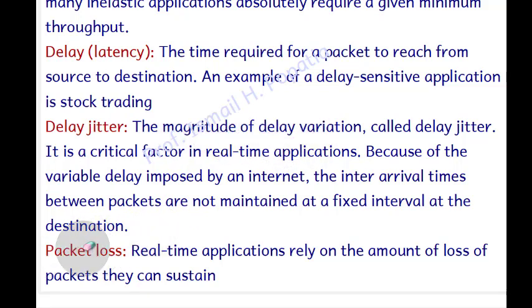Then packet loss. What does packet loss mean? There may be some congestion in the network and packets have been dropped. If 4 packets were sent but only 3 were received, there is packet loss. Real-time applications rely on the amount of packet loss they can sustain.